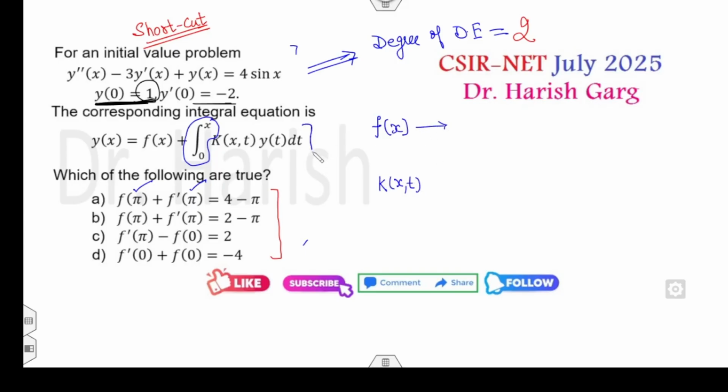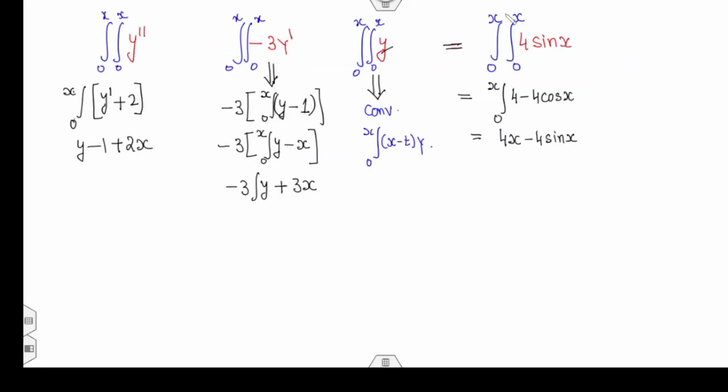If you read this line, f of x is independent of integrations. While k is the coefficient of y in the integration from 0 to x. You can see k is the coefficient of y of t in the terms of integrations, while f of x is independent of the integral from 0 to x. So based on this, you can find the value of f of x.